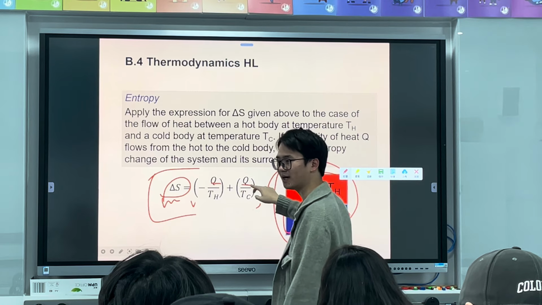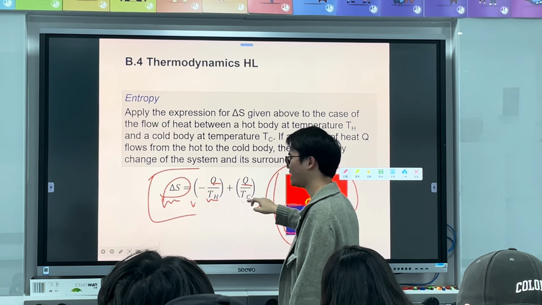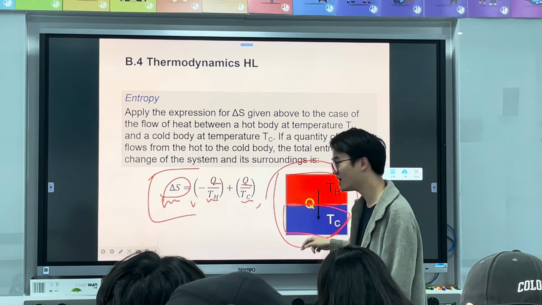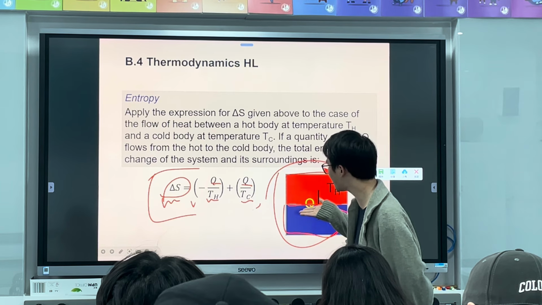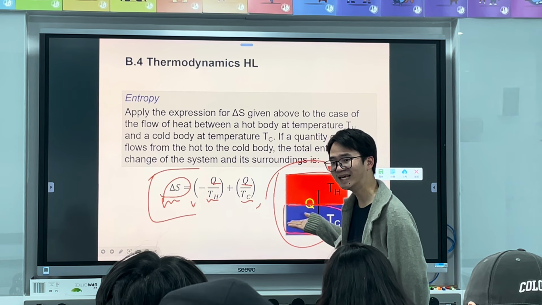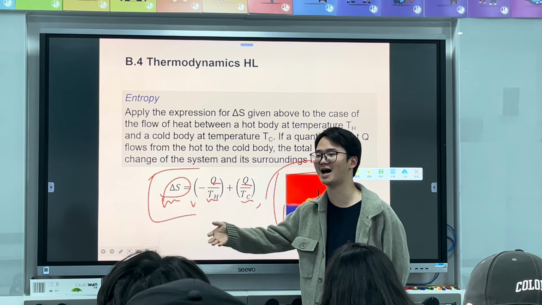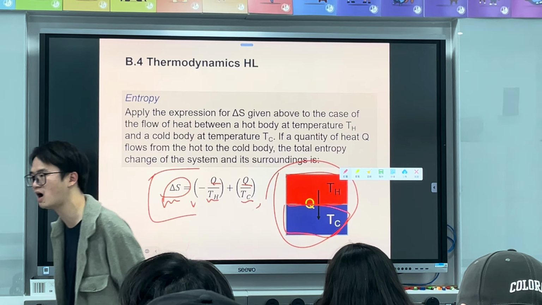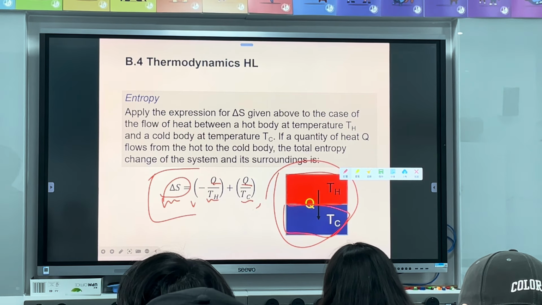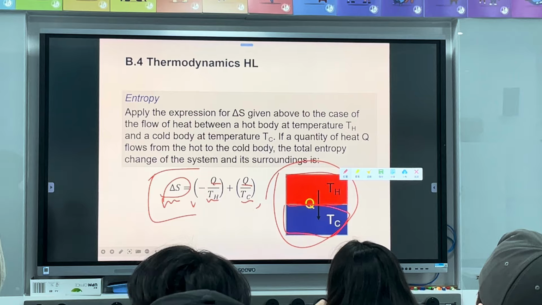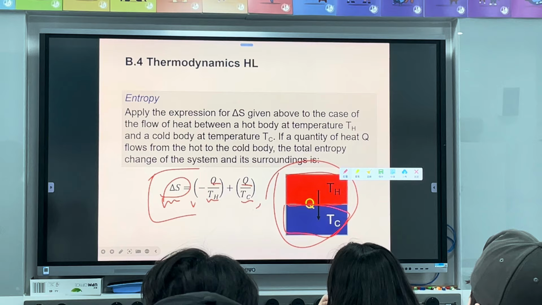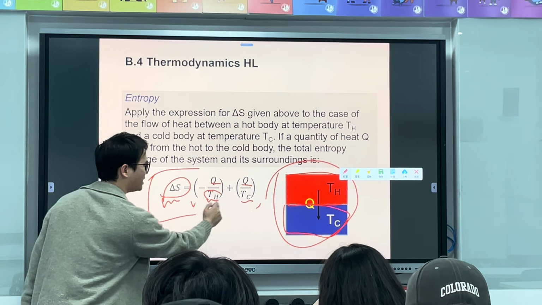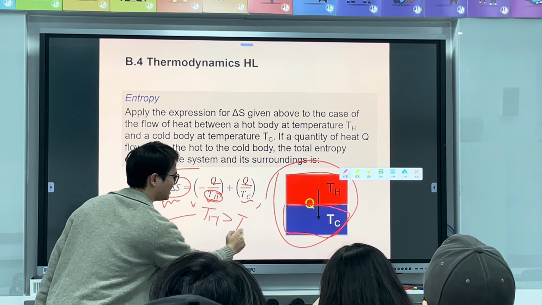Isn't Q and Q the same? What happened with T hot and T cold? Are T hot and T cold the same? If T hot equals T cold, will there be heat transfer between them? Heat transfer is driven by the temperature difference, right? Heat always flows from the hotter object to the colder object naturally or spontaneously, without AC or human intervention. Now we know that T hot is greater than T cold.